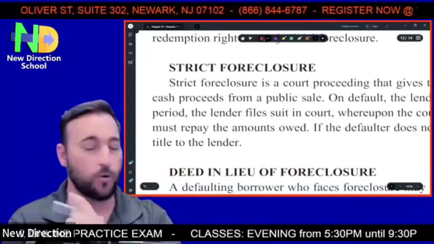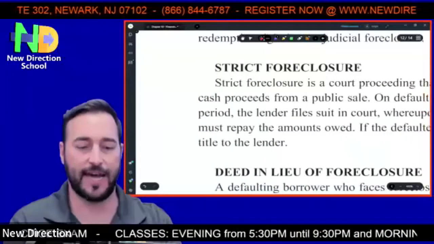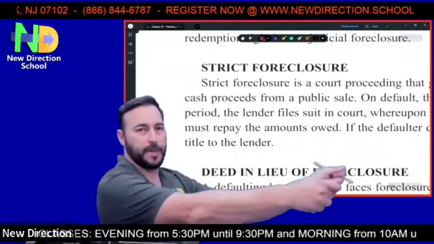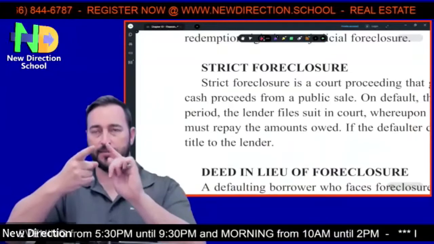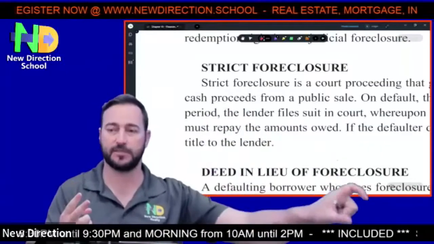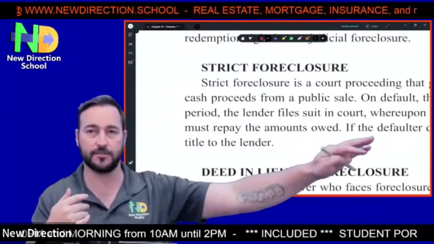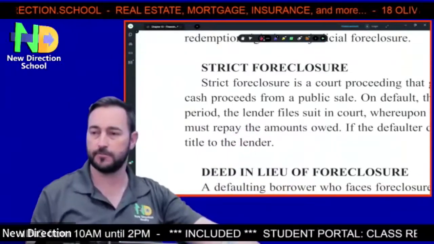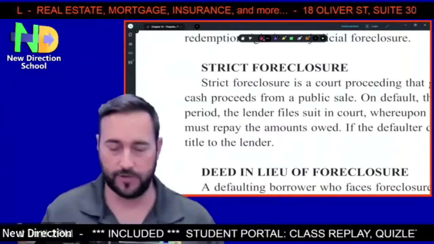Strict foreclosure is a court proceeding that gives the title to the lender directly by court order instead of giving cash. So we're not doing an auction. A strict foreclosure is, here's the deed, bank, take it. So we're not selling to anybody, not to a third party. In a judicial foreclosure and in a non-judicial foreclosure, we're selling the property to a third party if possible. If they don't sell for enough, the bank keeps it, but they have to go through these processes. If it's a strict foreclosure, the judge just says, here, bank, the title is yours. Simple as that. And then the lender can sell it in a regular transaction at a later time.